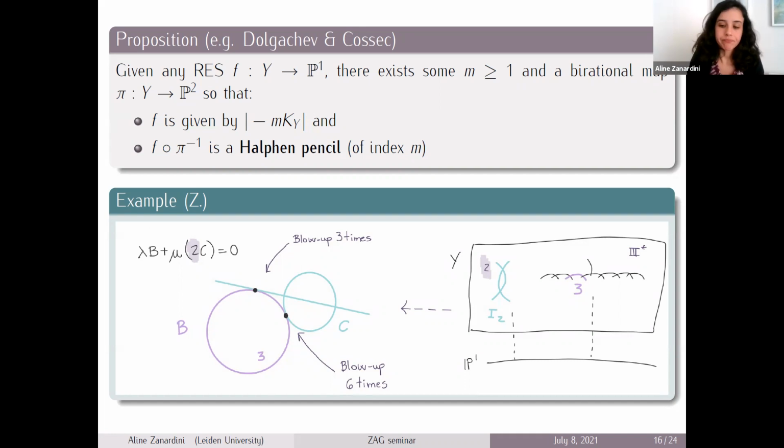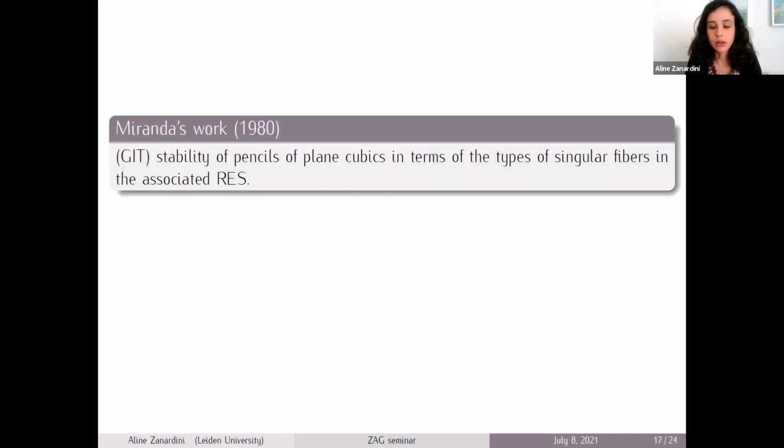And the question now is, what can I say about the stability of these objects? Before I do that, let me just point out Miranda's work. This was sort of the inspiration for this project. And in fact, I must say that the way this project went was actually the opposite of how I'm presenting it. I actually started thinking about these Halphen pencils, and then it turned out I obtained results that hold for more general pencils.